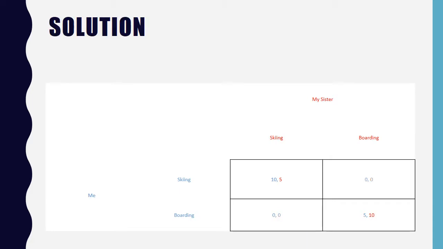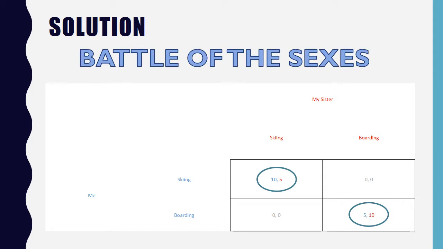We can now clearly see there are two pure strategy Nash equilibria: skiing, and boarding. If we are at the Nash equilibria skiing, and either of us deviates the action we have chosen while the other person's actions hold, we will both receive a lower utility. The same can be applied to the Nash equilibria boarding. This game is known as Battle of the Sexes.